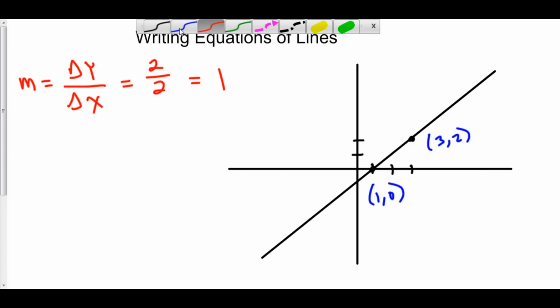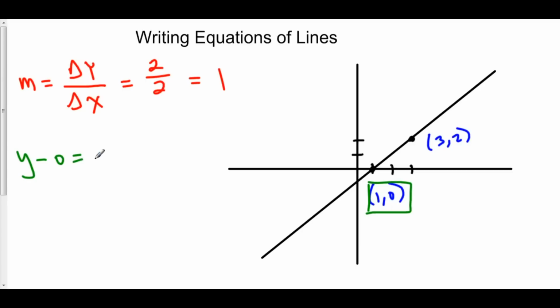So, let's write out this equation. We have y minus y1. Let's use (1, 0) for now. So we have y minus the y value of this point, which is 0, is equal to the slope, which is 1, times x minus the x value of this point, which is 1. In other words, y is equal to x minus 1.